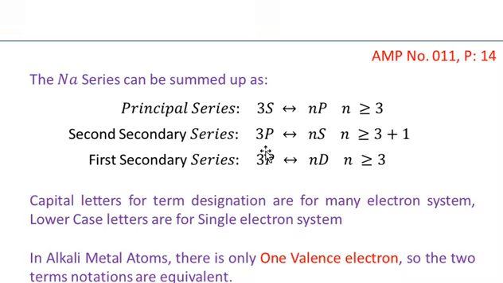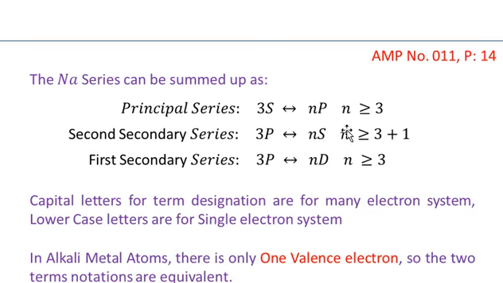Similarly, for the second secondary series, the lowest level is the 3p level. The higher levels are the S levels, and the principal quantum number for these S levels can be 4 or higher. For the first secondary series, the lowest level is the 3p level, principal quantum number is 3, and the upper levels are the nd levels, and n can take any value greater than or equal to 3.